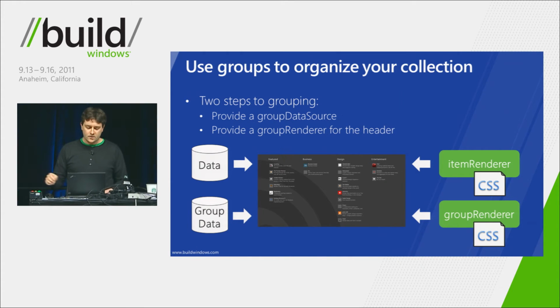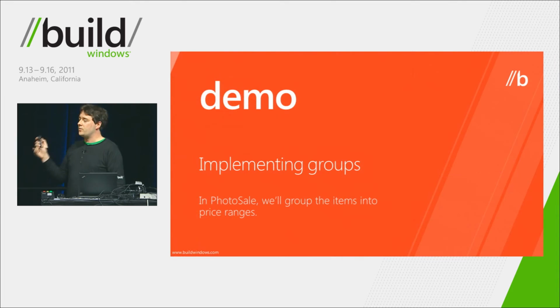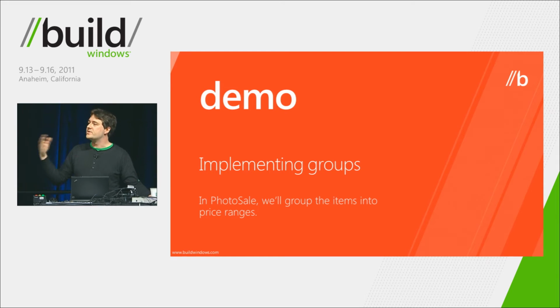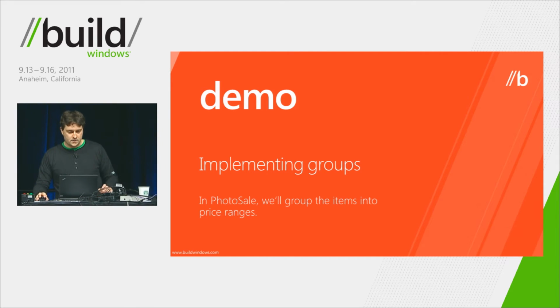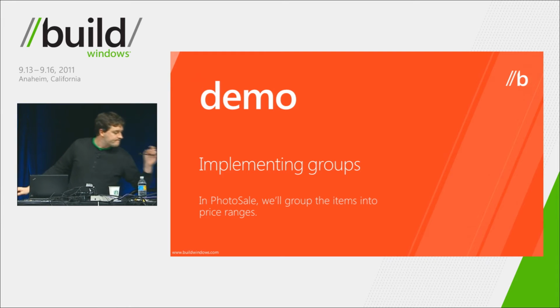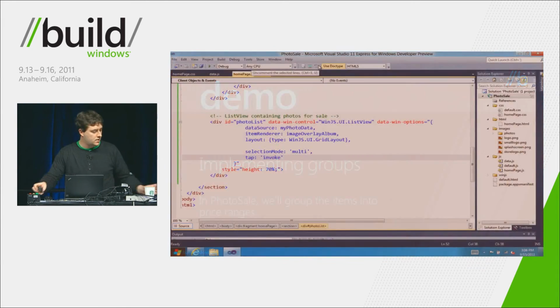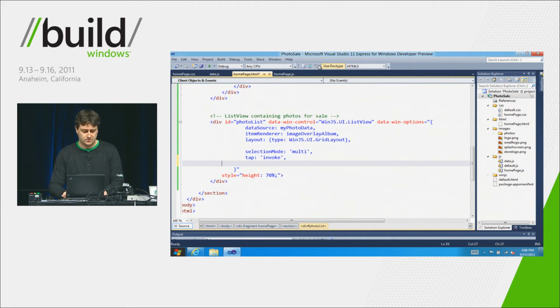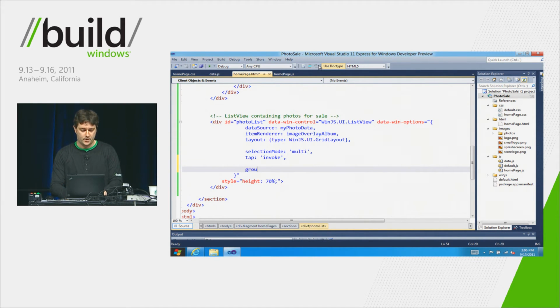And so I want to jump right back into code. I'm going to pick up where we left off, and I'm going to show you guys how to do some grouping in the list view. We'll go through those two steps that I just described. So let me just switch back here. And we're picking up right where we left off. I said that there are two things we need. The first thing is a group data source. So I'm going to go add one.